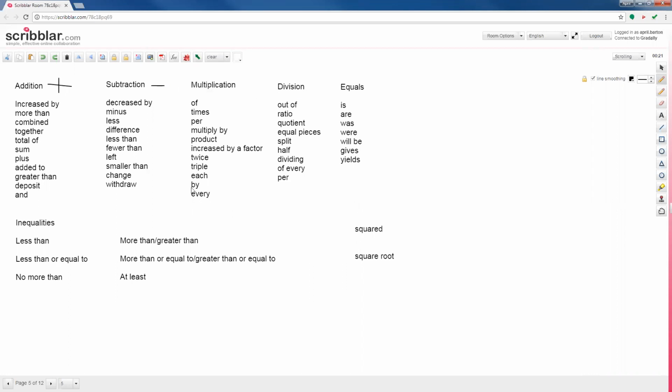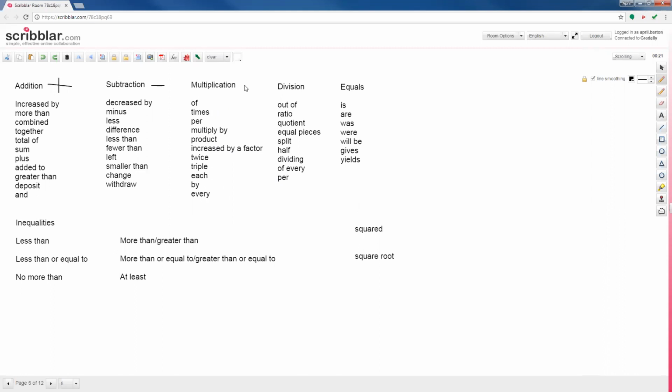Multiplication and division can also sometimes be confusing because they have a few words that work for both. Per can mean multiplication, but per can also mean division. Most of the time it means multiplication. Every once in a while it means division. So you kind of have to look at the context of the problem to determine that. So we're going to see a couple where we have some multiplication going on.